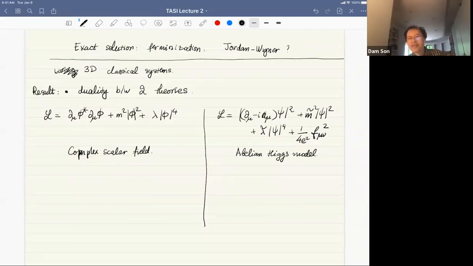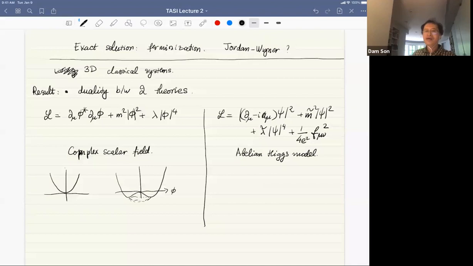Usually these are very different theories. They are dual in the following sense. In the complex scalar field theory, there are two different phases. One is a phase where the potential has a minimum at 0. The other is a phase where the potential looks like a Mexican hat potential. Since the scalar field is complex, there is a manifold of degenerate vacua parameterized by a phase. So this would be a spontaneously broken phase, and this is a spontaneously unbroken phase.